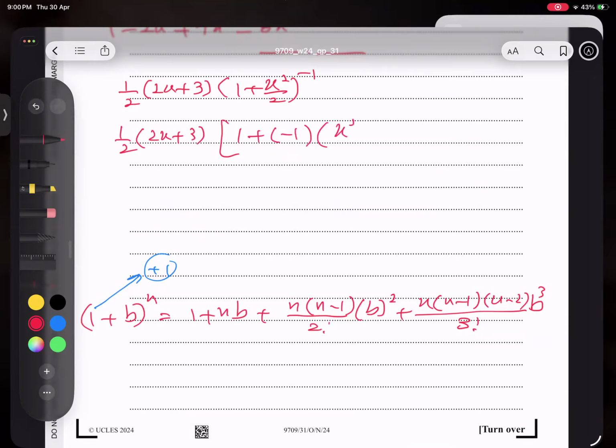and stop here. You may ask why, sir? Because if I apply the square, the square becomes 4, and 4 is not required, so I will not waste time here.